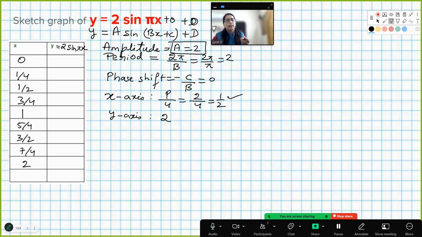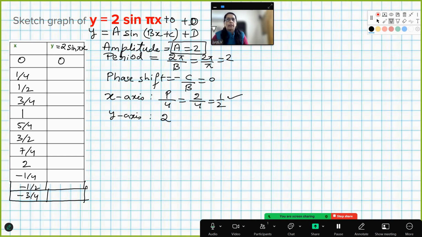Let me begin with the negative points also. So negative 1/4. Let's take 1 or 2 more. Negative 1 upon 2. Whatever positive points we have taken, put a negative sign, and one more, negative 3 upon 4. Now let's substitute these values in place of x and get the corresponding values of y. When x is 0, sine 0 is 0. So 2 times 0 is 0.